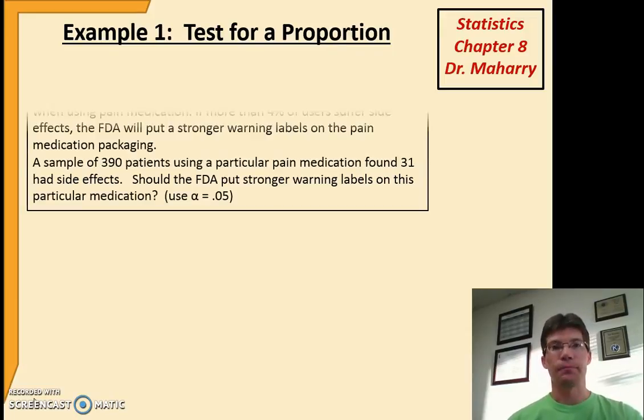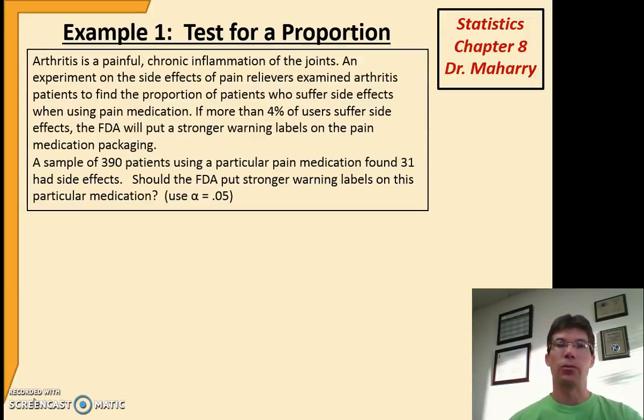So if we look at an example, here we look at an example involving arthritis, painful inflammation of the joints. And particularly here we're looking at pain relievers and looking at the side effects of pain relievers. So we decide if more than 4% of users of this particular pain medication suffer side effects, the FDA is going to put stronger warning labels on the pain medication. So we conduct a research project here. We sampled 390 patients and found 31 had side effects for this particular pain medication. So should the FDA put stronger warning labels on this particular medication?